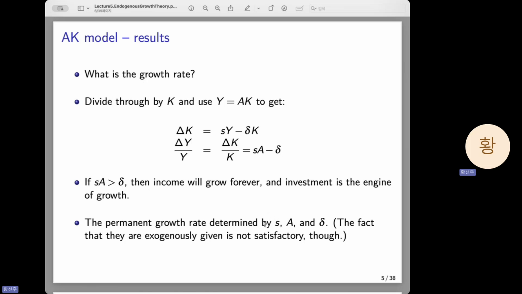However, all these three parameters, S, A, and delta, are exogenous variables. So it implies that the AK model is a very simple model. It does not explain everything, but it can be a good starting point for thinking about how growth can come from inside the economy.